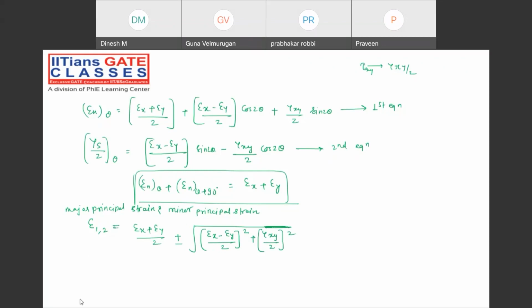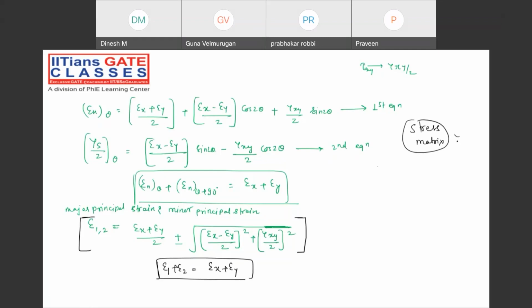That is one of the very, very important things. Note it down, guys. And again, epsilon 1 plus epsilon 2 will be equal to what? Epsilon x plus epsilon y. Anybody know about the stress matrix and strain matrix? What do you mean by stress matrix and strain matrix? We are also going to discuss these things.